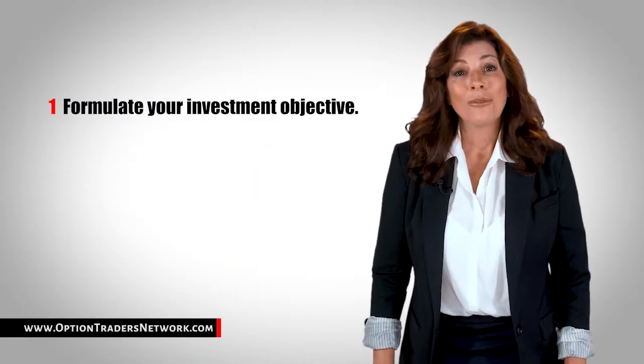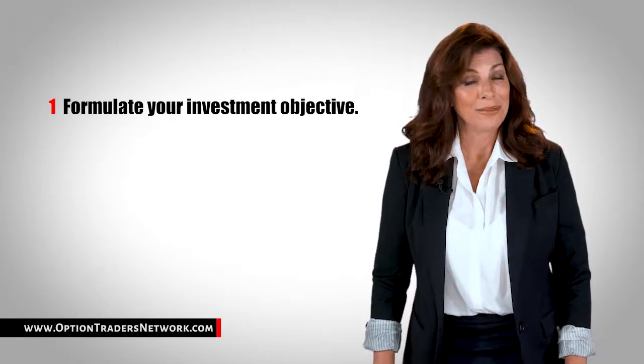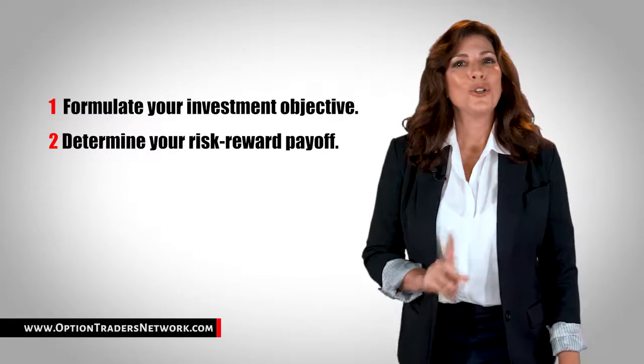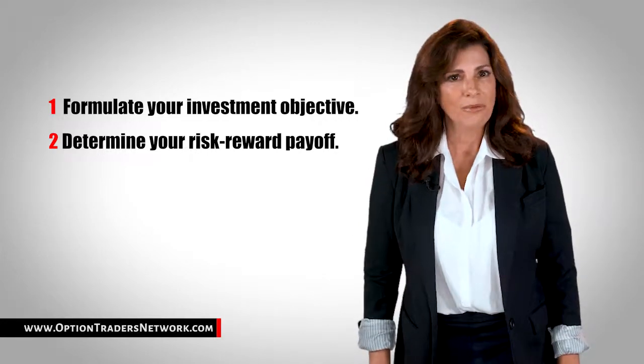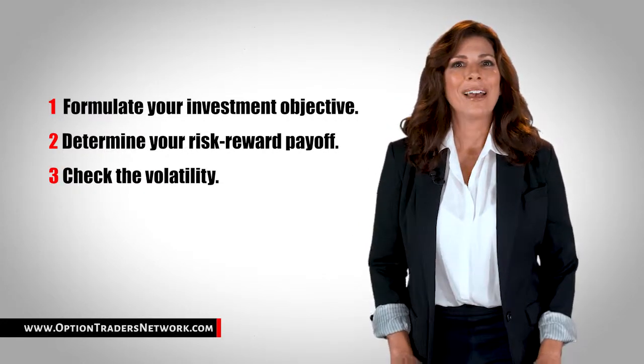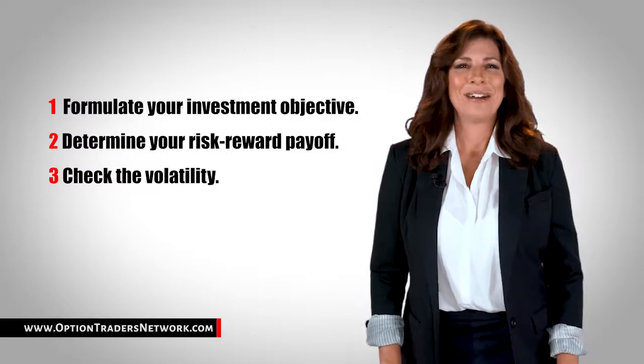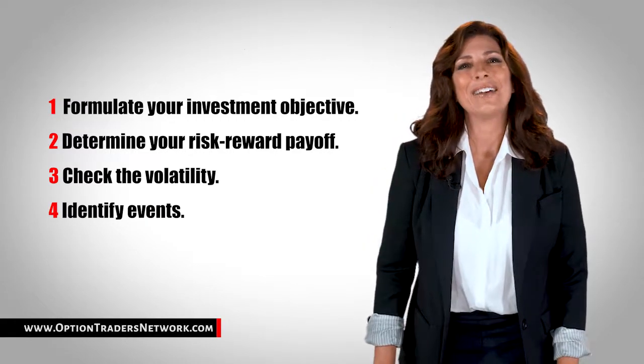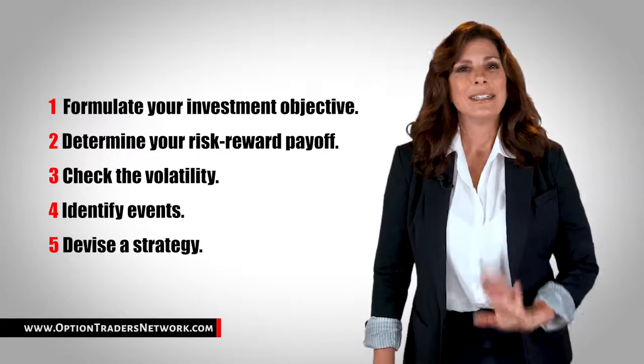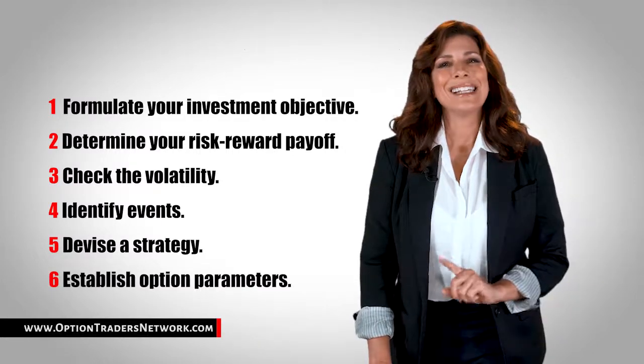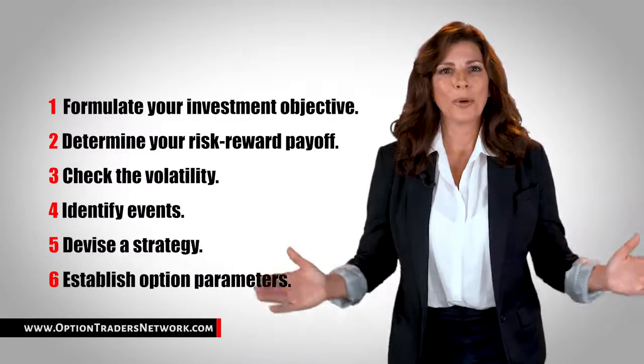1. Formulate your investment objective. 2. Determine your risk-reward payoff. 3. Check the volatility. 4. Identify events. 5. Devise a strategy. 6. Establish option parameters. The 6 steps follow a logical thought process that makes it easier to pick a specific option for trading. Let's break down what each of these steps is.